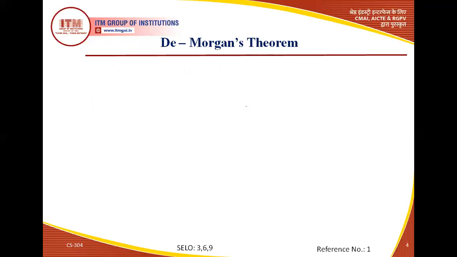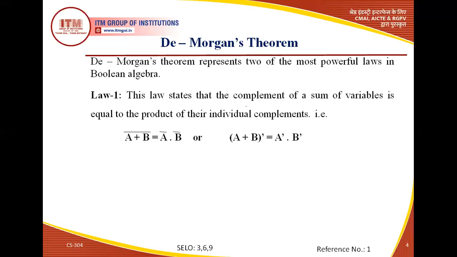Now we discuss De Morgan. De Morgan gave two important theorems in Boolean algebra, and they are often used during the minimization or simplification of the Boolean function. These are powerful laws in Boolean algebra. Now we discuss both laws given by De Morgan, also known as the De Morgan theorem.